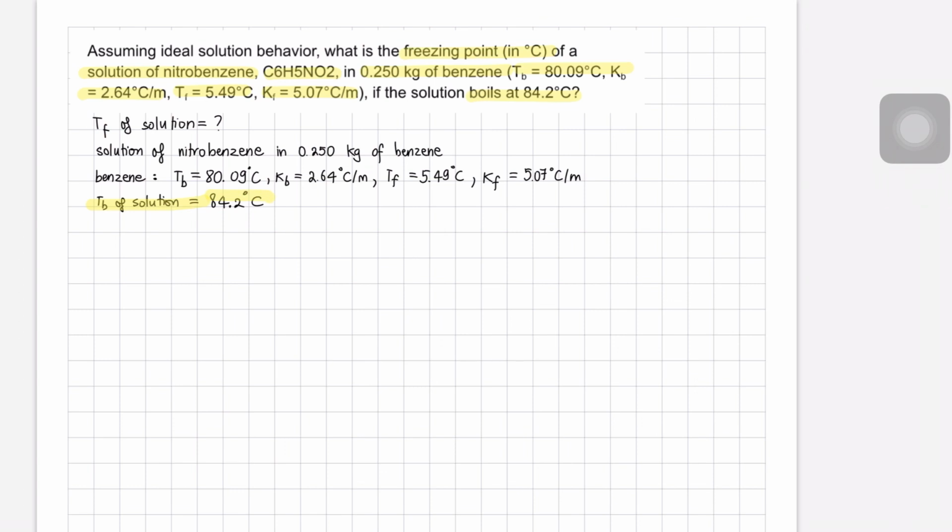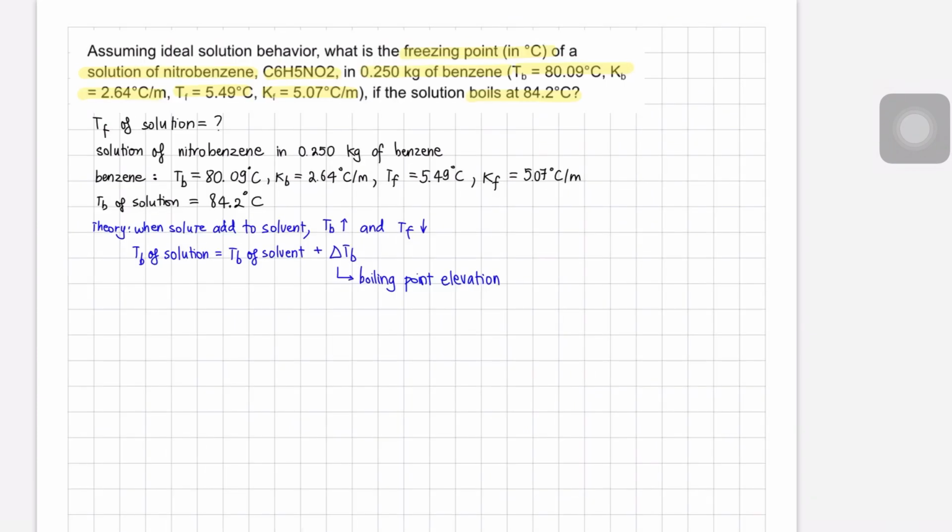So now, before we get into solving this problem, let's go over a little bit about what effects adding a solute into a solvent has on the boiling point as well as the freezing point. When a solute is added into a solvent to form a solution, there will be an increase in boiling point and a decrease in freezing point. And so the boiling point of the solution is going to equal the boiling point of the solvent plus delta Tb, which is the boiling point elevation. And the formula for the boiling point elevation is delta Tb equals Kb times molality.